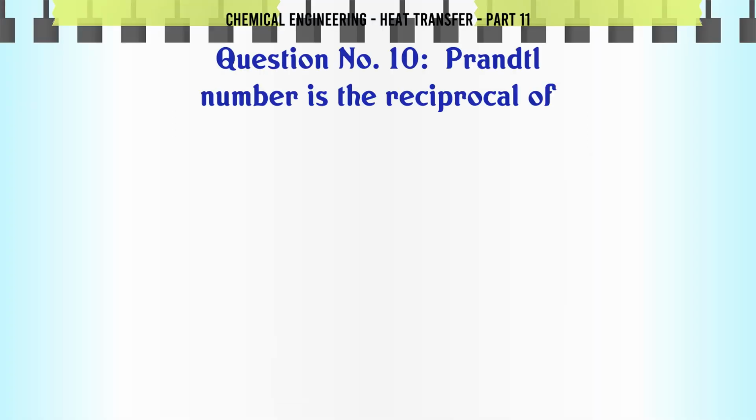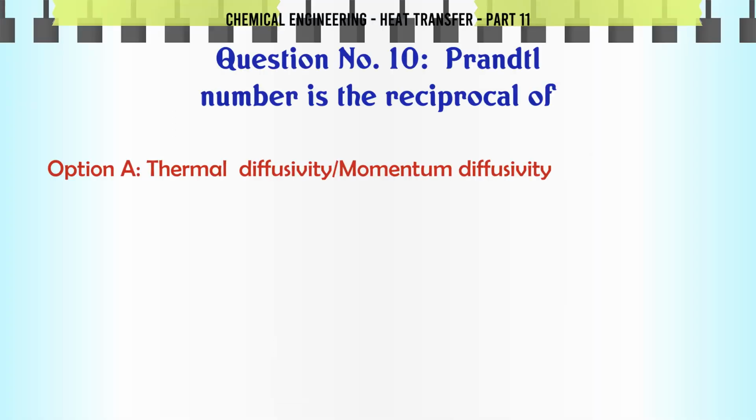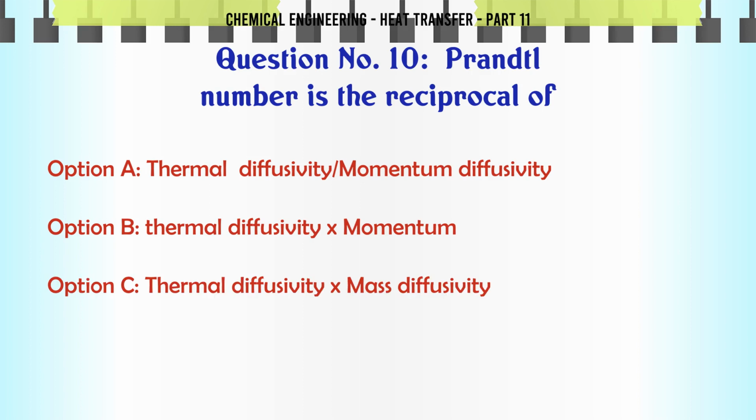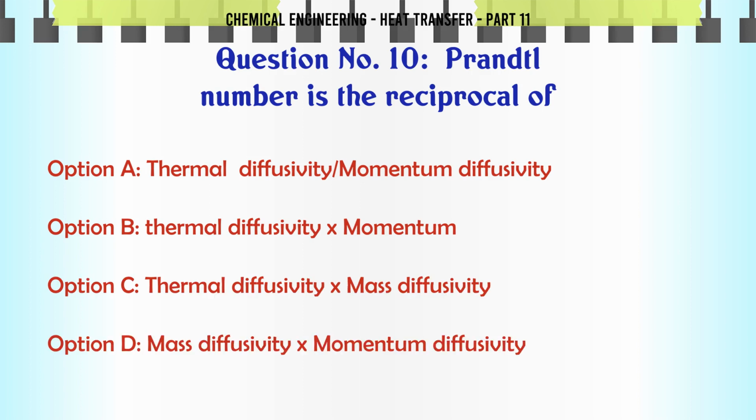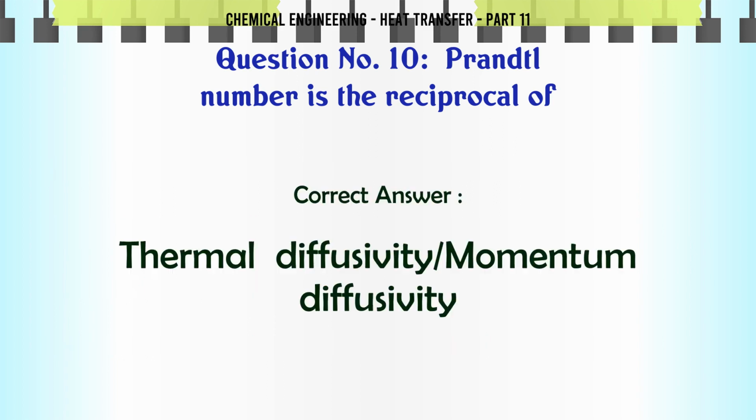Prandtl number is the reciprocal of A. Thermal diffusivity/momentum diffusivity. B. Thermal diffusivity x momentum. C. Thermal diffusivity x mass diffusivity. D. Mass diffusivity x momentum diffusivity. The correct answer is thermal diffusivity/momentum diffusivity.